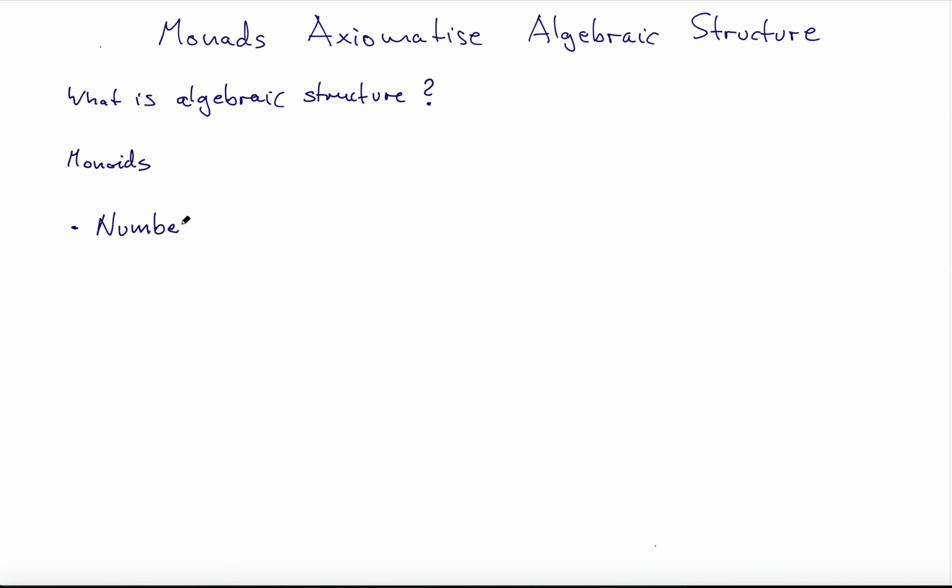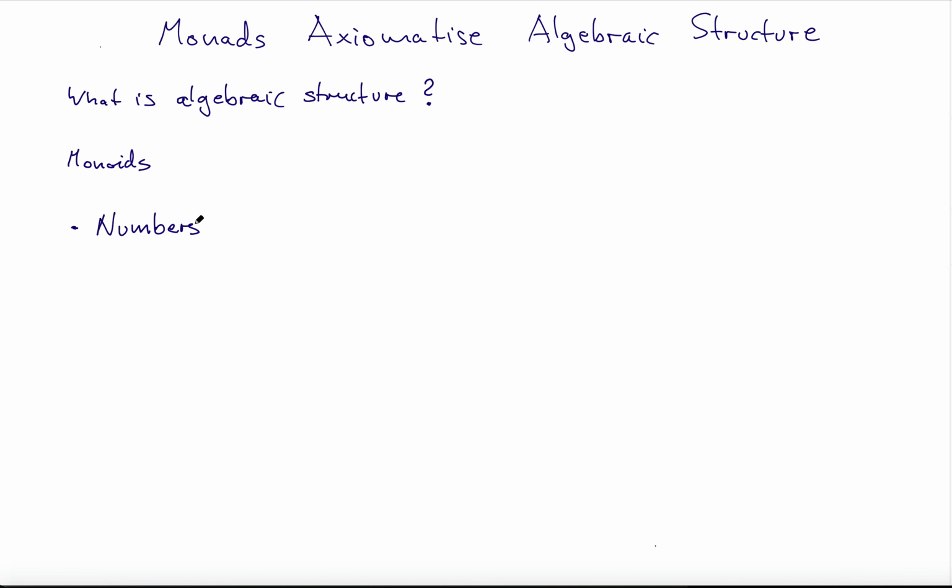So numbers, we all learn about at school. And numbers provide us with many examples of algebraic structures. So we can take the positive integers with multiplication, or we can take the non-negative integers with addition, or we can take the integers with addition and multiplication and subtraction. We can take fractions, we can take real numbers, or maybe complex numbers. So these are already many examples of algebraic structure.